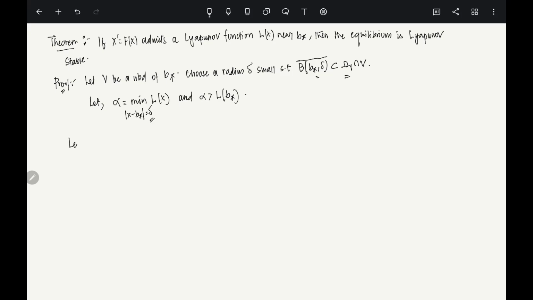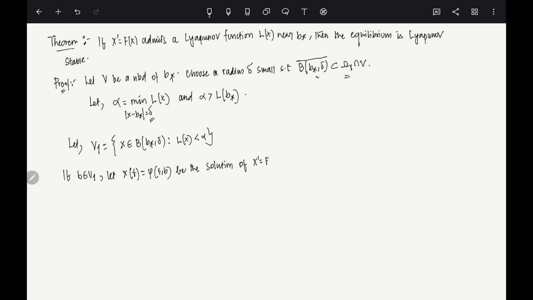Now I will define a new set, V1. This is a set of all those x in B, the ball which you are talking about, such that L of x is strictly less than alpha. Let's just look at that set. V1 is the set of all x in the ball with center B star and radius delta such that L of x is less than alpha. This is our V1. Now, if B is in V1, I will define a new function x of t, which is phi of t, b, to be the solution of x prime equals f of x.